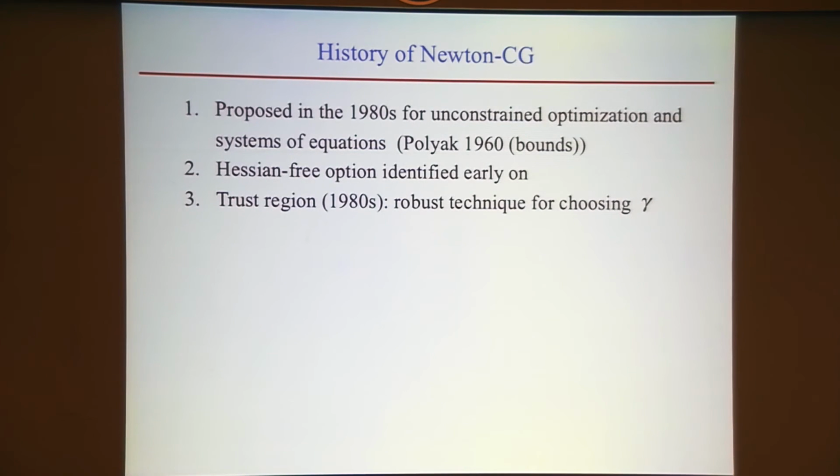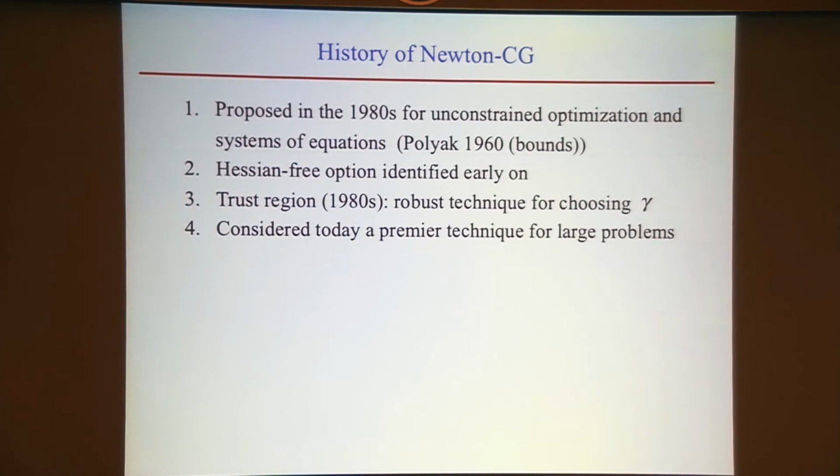And this business of shifting the Hessian to make it positive definite that dates back to the 50s with Marquardt and so on was made more robust in the 1980s with trust region methods. And trust region methods became very, very popular in the 80s. And they're used extensively in many areas of optimization. So they give you a robust way of choosing that shifting parameter.